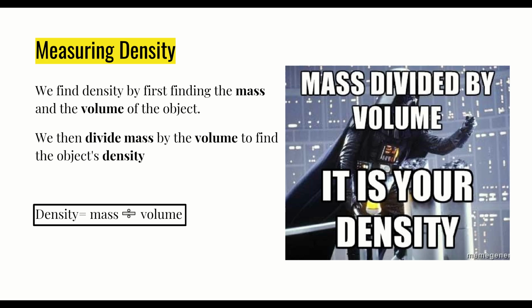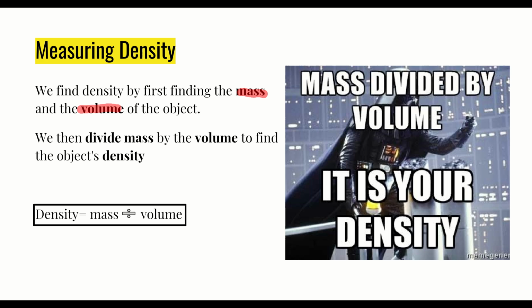All right, so how are we actually measuring our density? Well, we find density by first finding the mass and the volume of our objects. We find the mass, find the volume, and we do that in the exact same way that we always have, all right? Again, we use a triple beam balance for mass, and we use one of the three methods that we have for finding the volume of the object.